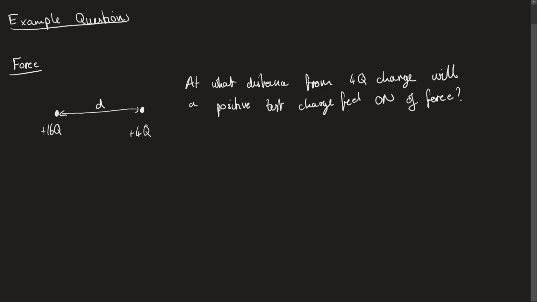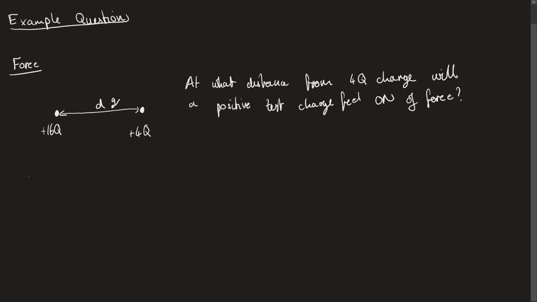Which means we have to say that if a positive test charge was in here somewhere and it got too close to the 4q, it's going to get repelled from 4q, and then it's going to go over to 16q and get repelled from there as well. Repelled from both sides. We're saying at what point along the line in between them would it be repelled from the 16q charge by the same amount that it's repelled from the 4q charge, such that its overall force is 0. In order to do that, let's imagine we have some positive test charge that has a charge of plus little q.